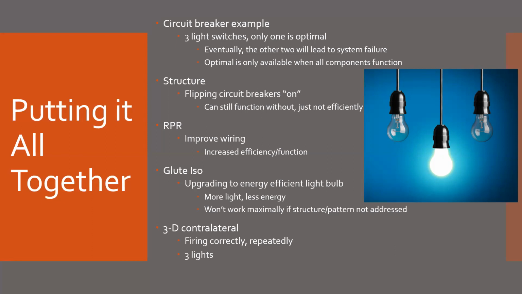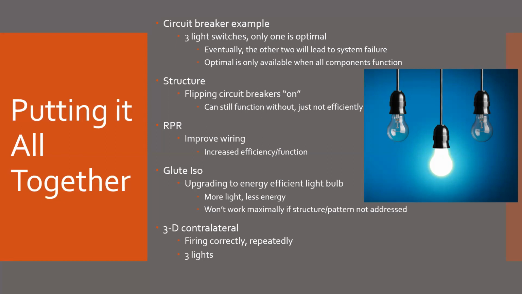The glute iso is upgrading whatever room, so in this case the glutes, to an energy efficient light bulb. So now your athlete is producing more light with less energy. But again, if the circuit breaker is not functioning and structure is off, then this won't work. If you're standing on the street and someone says, hey, flip a light on in your bedroom, but your structure is not functioning, then that light switch won't even work because there's no power to that room, so they're going to have to flip a light on maybe in a hallway to get light to shine through that room to the person standing on the street.